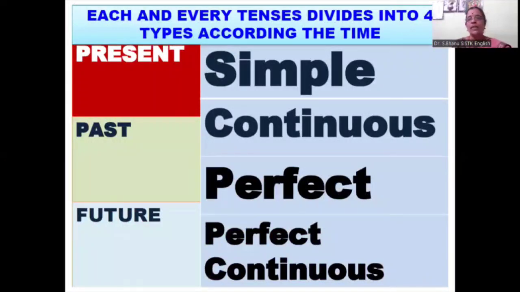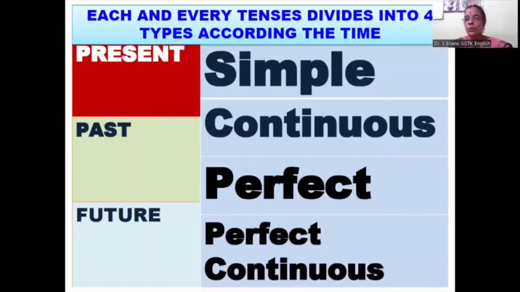Each tense is divided into 4 types. Each tense is divided into 4 forms: simple present, present continuous, present perfect, and present perfect continuous; past simple, past continuous, past perfect, and past perfect continuous; and then the same for future. So each tense takes its 4 forms. So 4 into 3, we have 12 forms of the tenses.